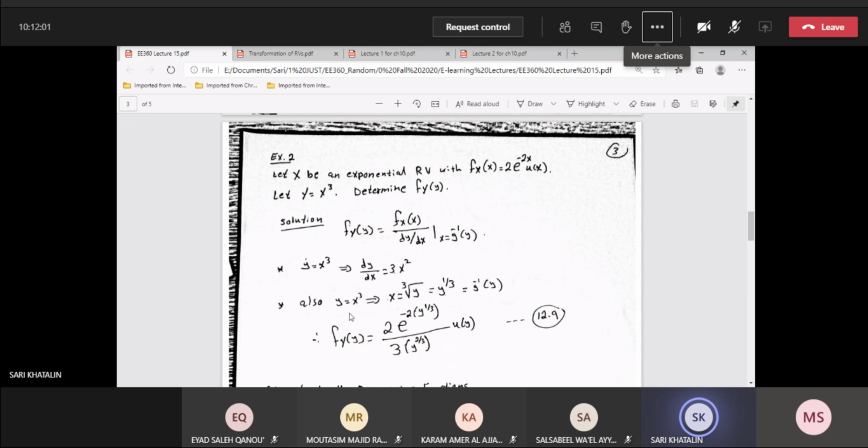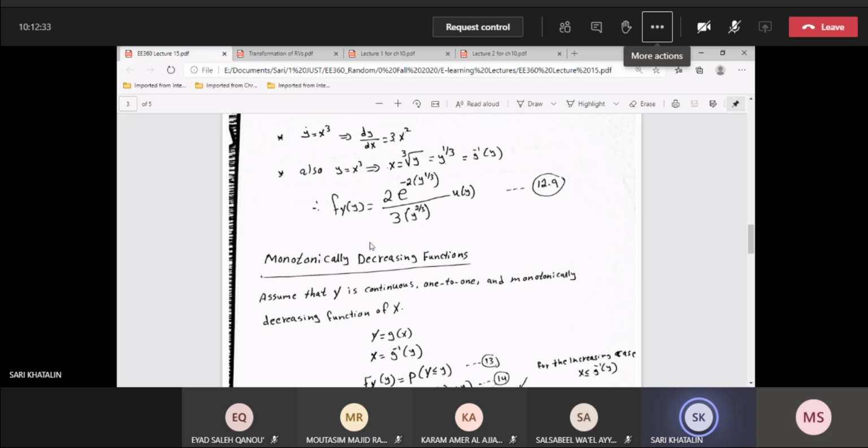Also, x, you take the inverse of y here. It's going to be y to the power 1/3. And you just plug in the information like we just did here. And this is the new PDF. So it's very straightforward. All you have to do is find the first derivative, find the inverse function of y to find x, and just plug into the new PDF.